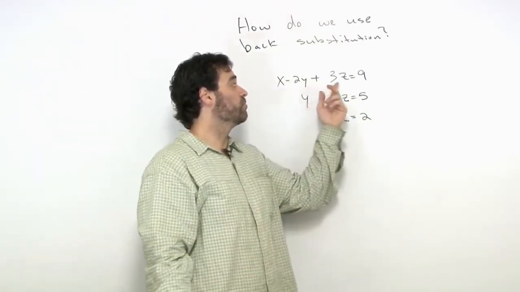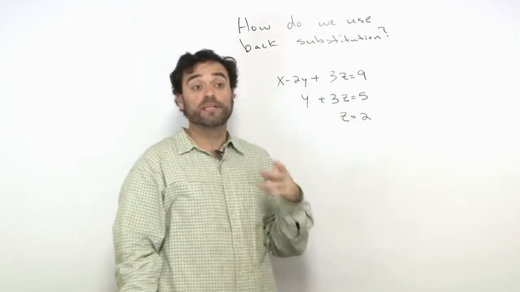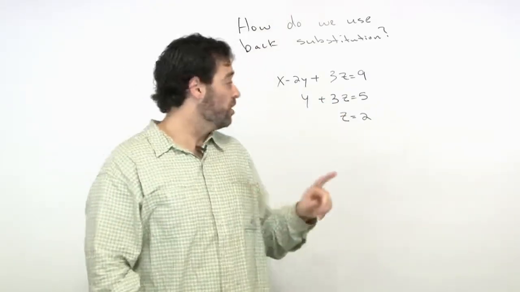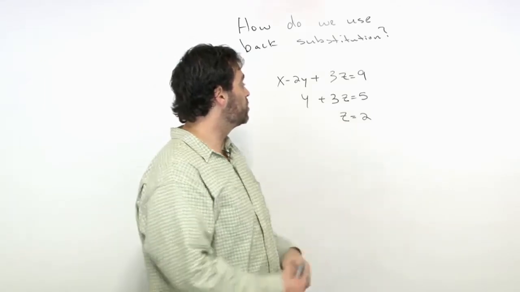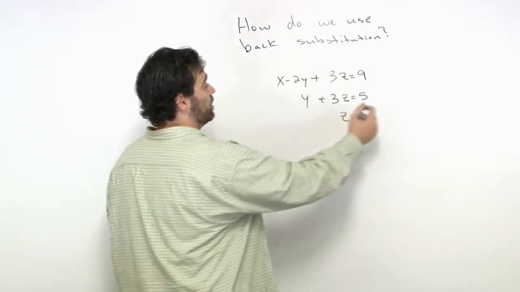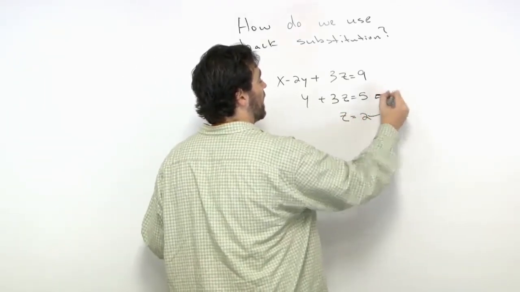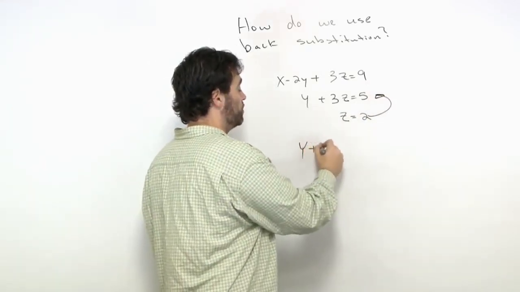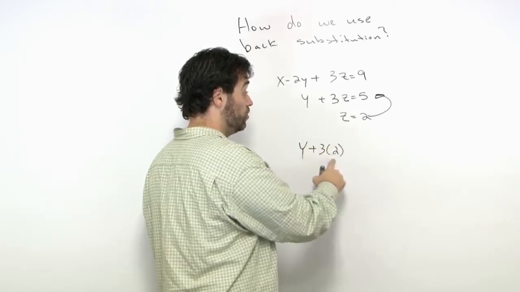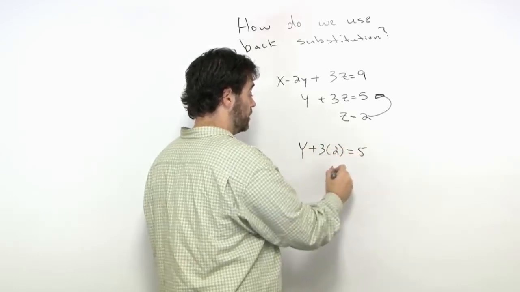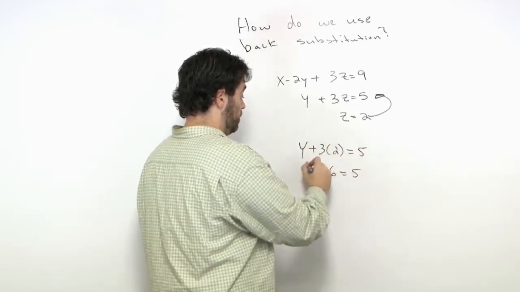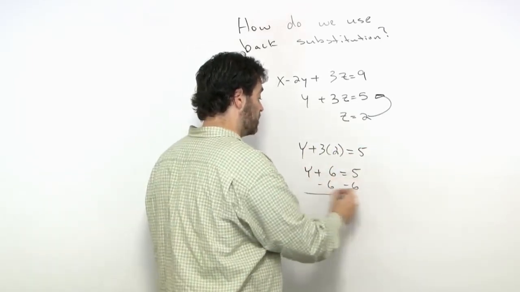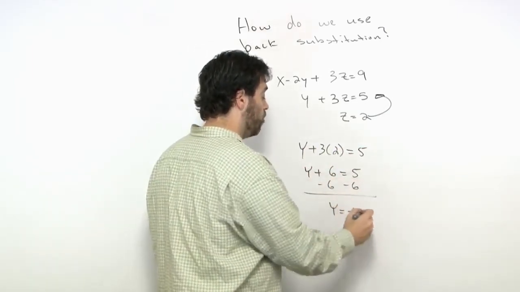So here I have 3 equations and 3 unknowns. That means we're going to have 1 unique answer, and we'll talk about that more in detail. But again, we know that z equals 2, so if we go backwards, I'm going to plug the z equals 2 into that equation, solve for y, and we get y plus 3 parentheses 2 equals 5. We get 6. So y plus 6 equals 5 minus the 6 minus the 6. Therefore, y equals negative 1.